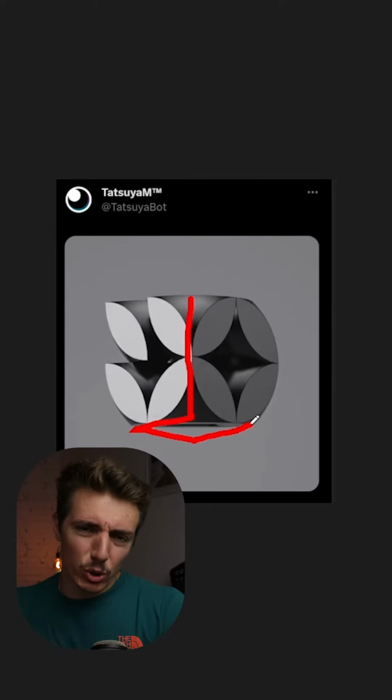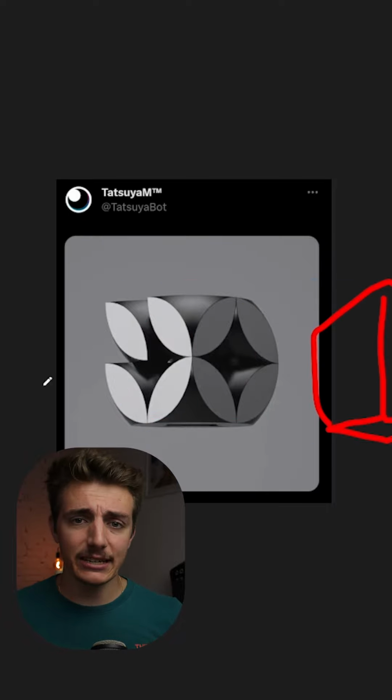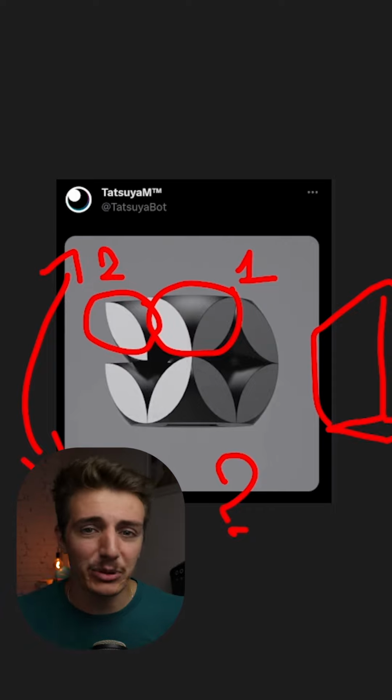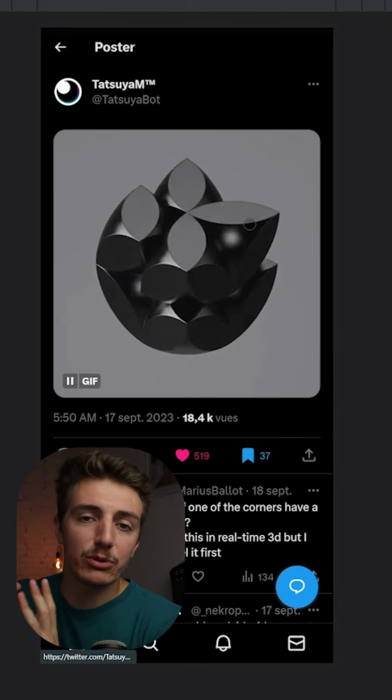So we can see that this is a sort of cube, rotated 45 degrees, with what appears to be two types of corner pieces that were shaped somehow using spheres. And those two types of corner pieces are alternating as the cube is spinning.